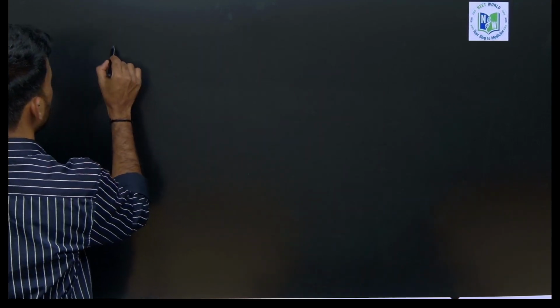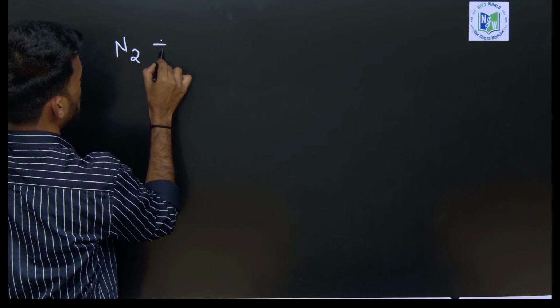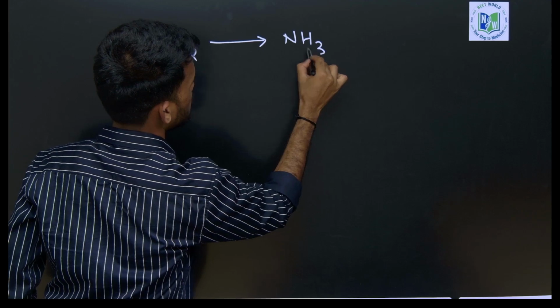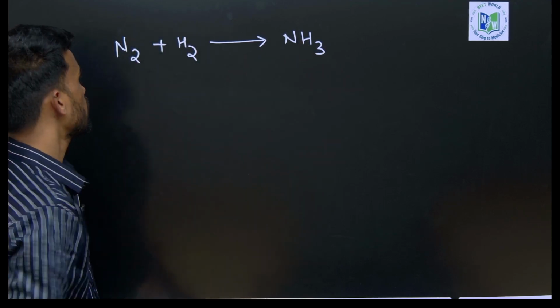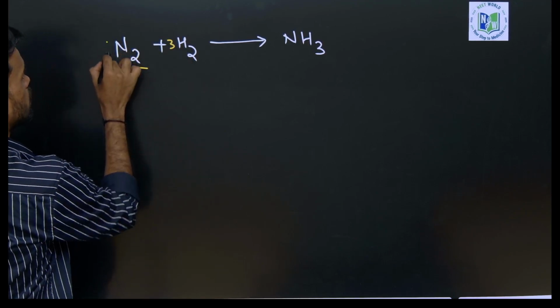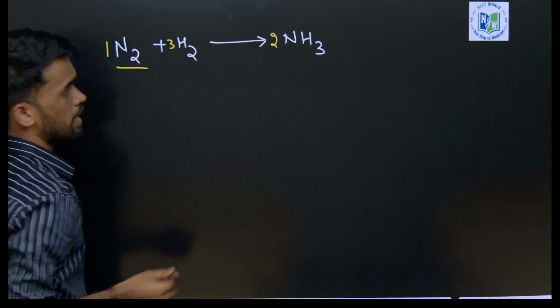Let me take one example. Here N2 plus H2 gives rise to NH3. First of all you need to balance this reaction. So 1 mole of N2 I have written, then I am writing 3 moles of H2, forming 2 moles of NH3.